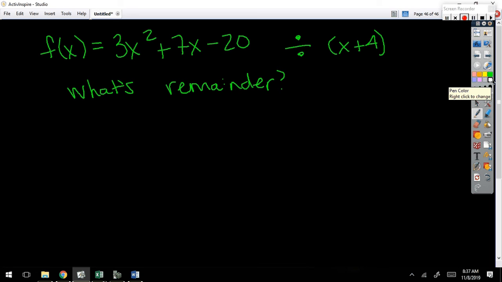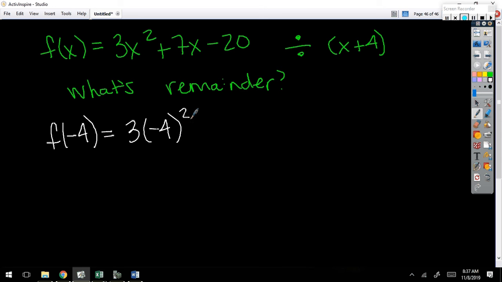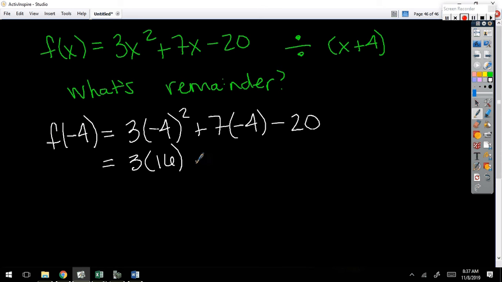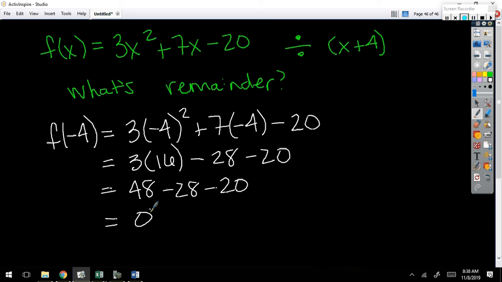What am I plugging in? What did you plug in? Negative 4. So what do we do with this? Don't look up if you're still doing it. I got 0 too. So what do we do with this?